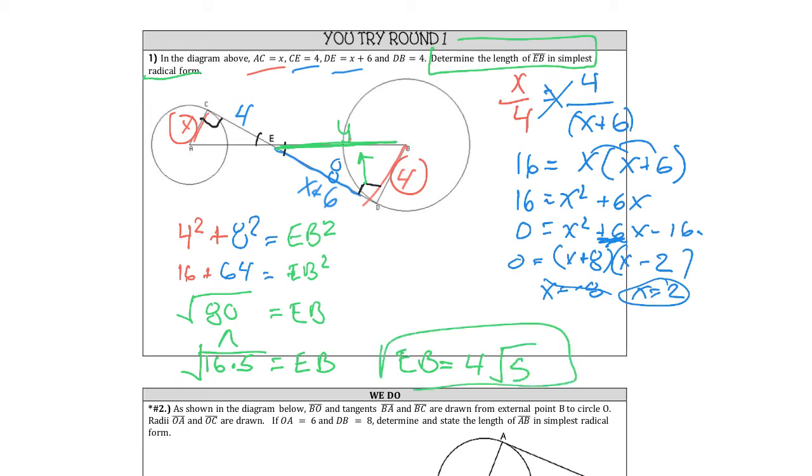So now I figured out EB. So we set up a proportion first. Then we use Pythagorean theorem to find that missing side of whatever triangle I need. We're going to do one more type of problem at the bottom. And then we're going to move on to the You Try Round 2 and exit ticket.